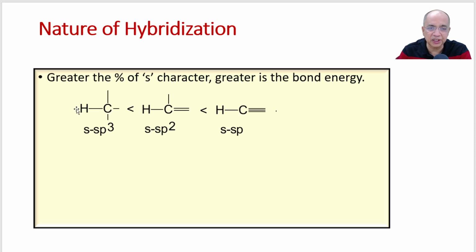For example, this CH bond where the H is bonded to an sp3 carbon, and this is sp2 and this is sp. More is the s character, stronger is the bond. S means closer to the nucleus. So the bond will be lying stiffer, closer to the nucleus and become stronger. The force constant will be more, right?